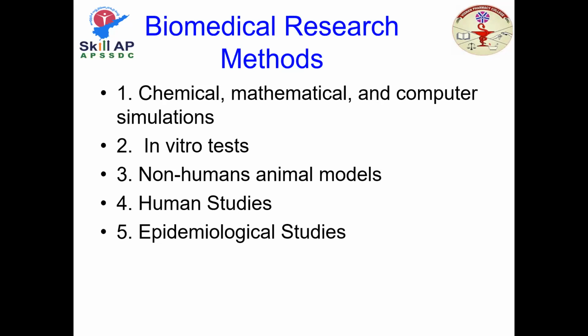Next, after completing this, once we know which molecules fit into the specific receptors, we will go for in vitro tests. In vitro tests are done outside the living cells, in glass. So in vitro tests are experiments done on glass slides or petri plate dishes. Next we will go for non-human animal models, and then human studies.